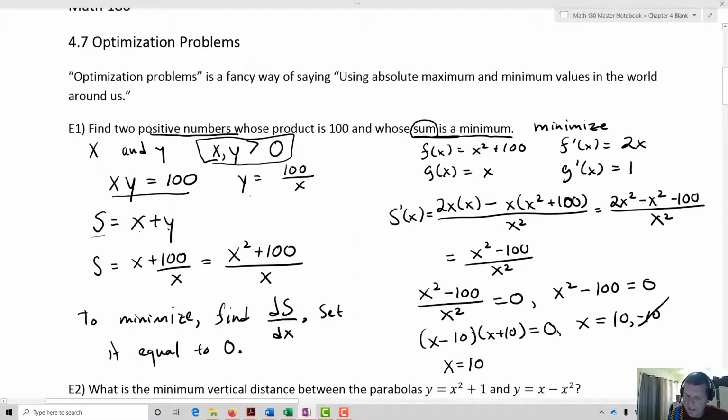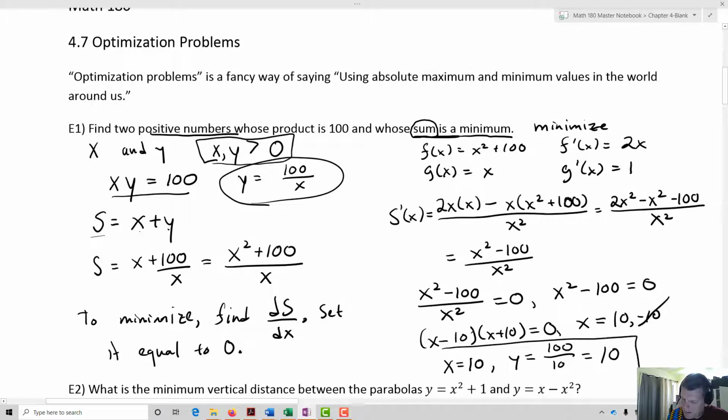Then all I've got to do is plug in for y. y equals 100 divided by x, so 100 divided by 10. Okay, that's coming up from up here. And so that equals 10. And so those are our two numbers: x equals 10 and y equals 10.